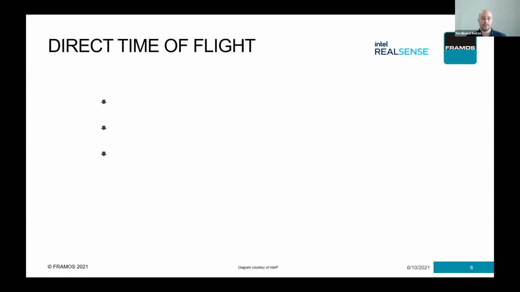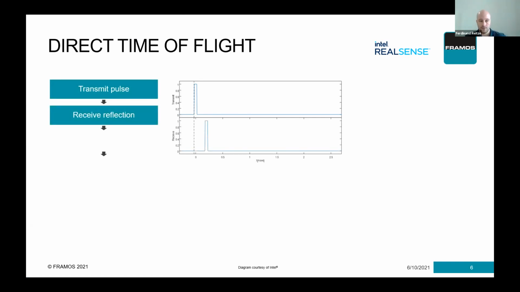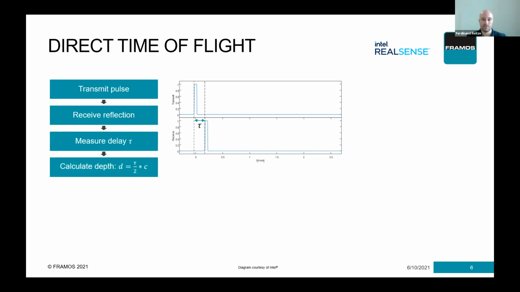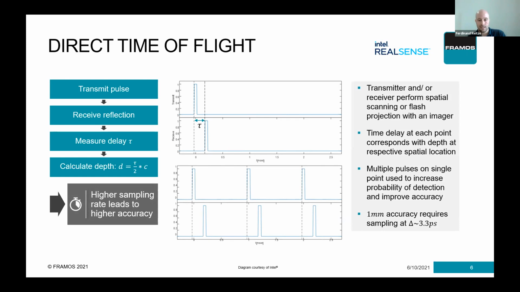Now, looking at time of flight in more detail, let's start with direct time of flight as a basis for the technology. It's based on transmitting a pulse, receiving the reflection, and then measuring the delay between the emitted and the received signal. And knowing the speed of light, it's a very simple calculation of the distance to the point that is measured. The challenge with direct time of flight is the higher the sampling rate, the higher the accuracy you can achieve. For example, if you want to achieve 1 millimeter accuracy, you have to be able to recognize and sample at a speed of 3.3 picoseconds. So this is pretty immense, and that's why with direct time of flight, it's very hard to realize a camera such as the L515.